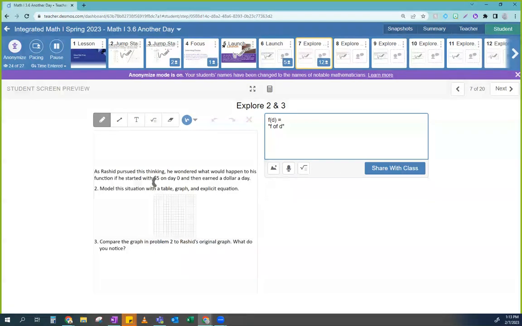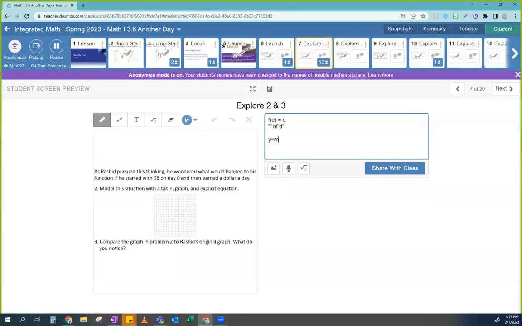So if I started with $5 on day zero, how does that change my equation? Before, my equation was just D. How is that going to change my equation? What do you guys think? Well, there's going to have to be a five somewhere, right? So your equation just goes like this.